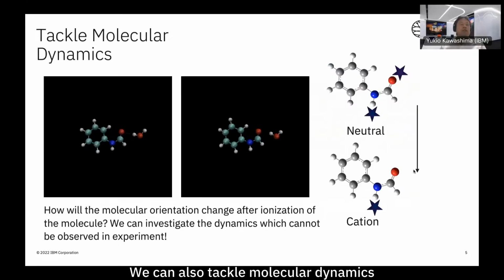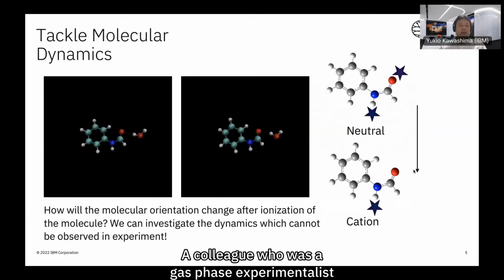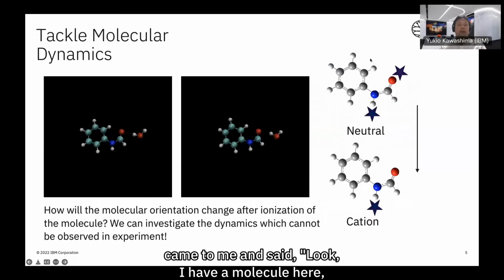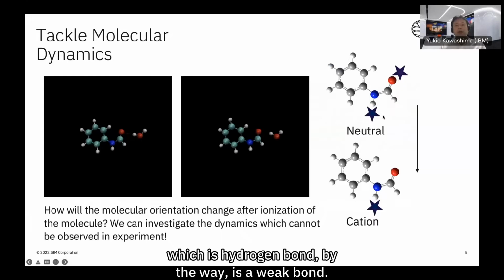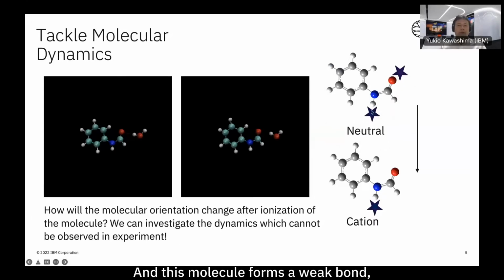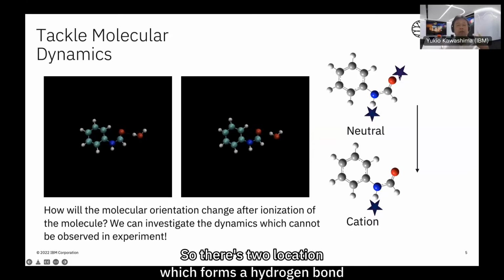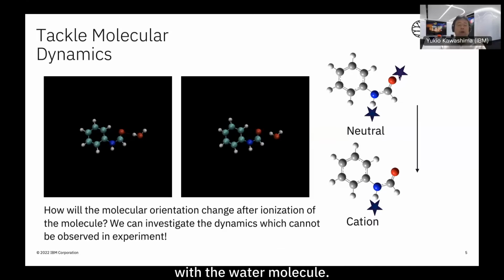We can also tackle molecular dynamics using quantum chemistry simulation. A colleague who was a gas phase experimentalist came to me and said, look, I have a molecule here, and it forms a hydrogen bond with a water molecule, which is a weak bond, by the way. And if this molecule forms a hydrogen bond with a water molecule in this location and this location, so there's two locations which form a hydrogen bond with a water molecule. However, when I ionize this system, the water molecule forms a bond only here. So there's only one location.